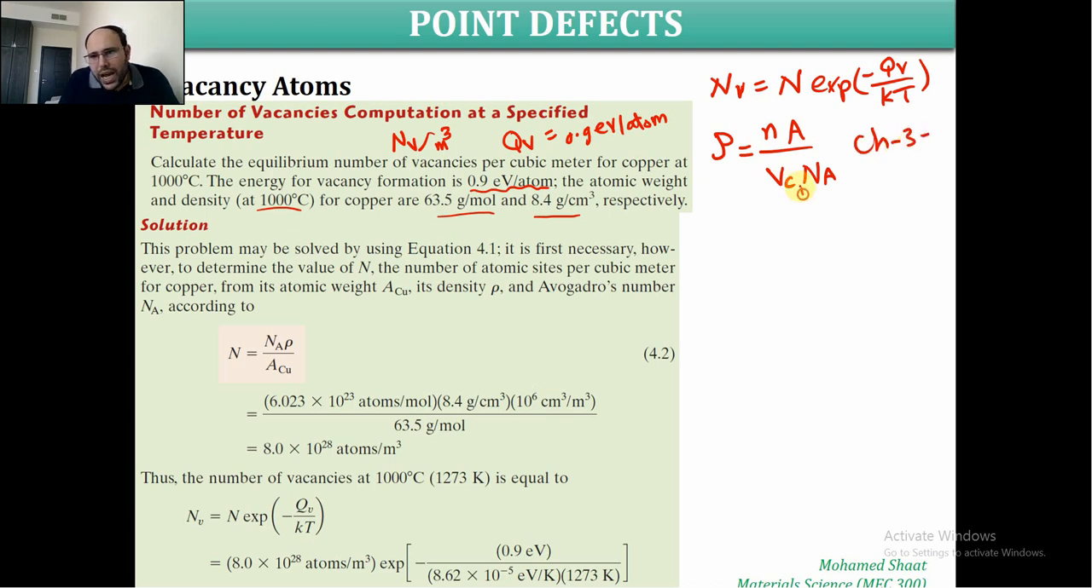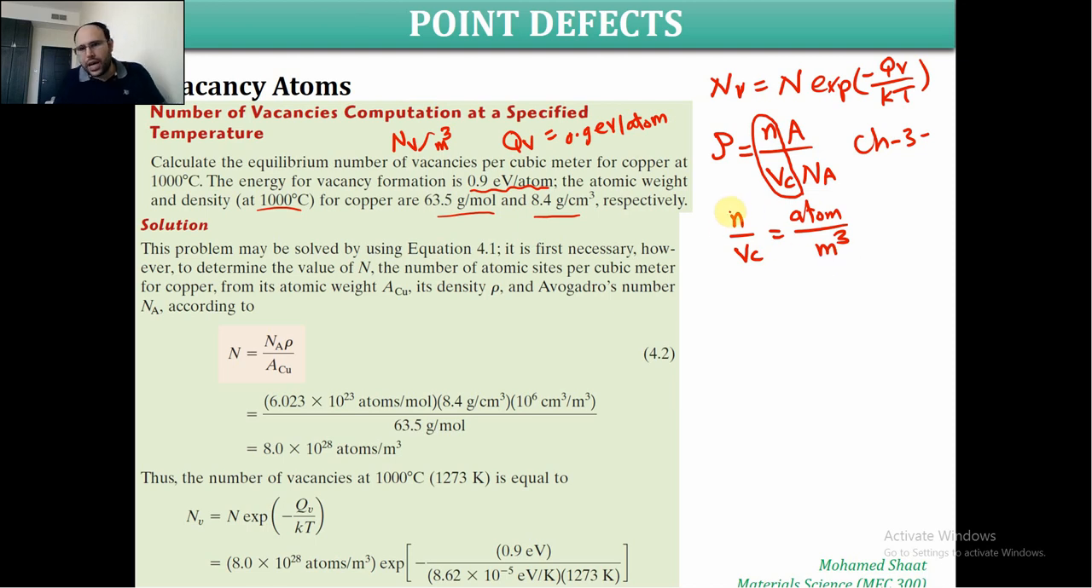So simply, if I consider what should be the unit of these two terms, N over V. N is the number of atoms per the volume of the unit crystal. For example, if this was an FCC crystal structure, we substitute for this N as 4, and this was the volume of this unit cell.